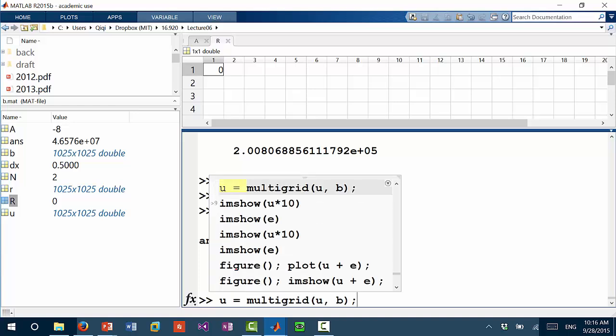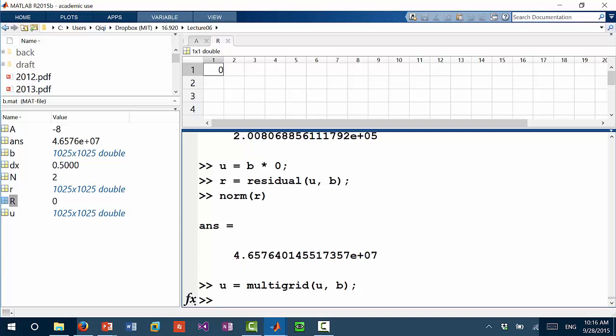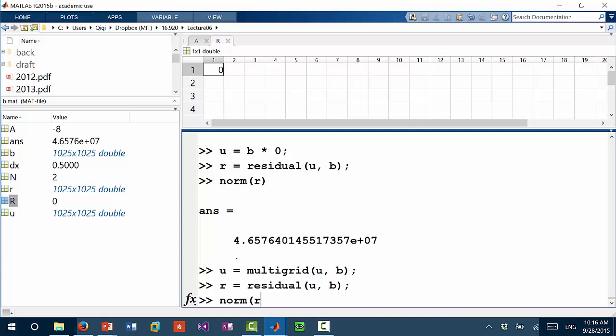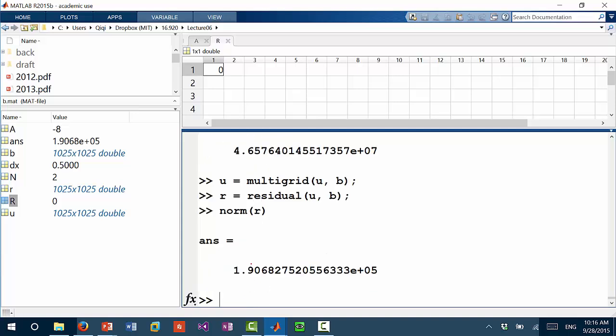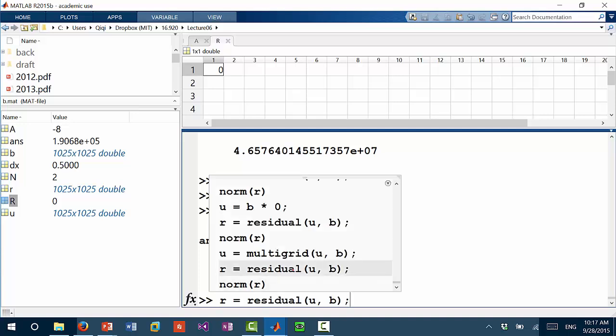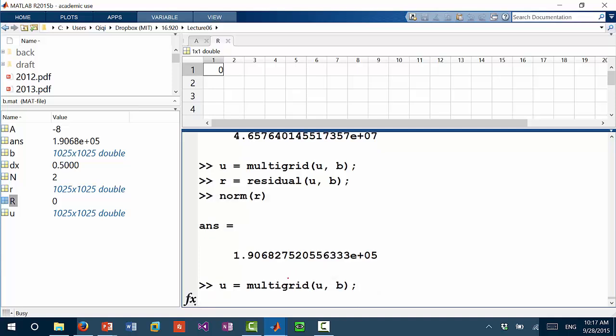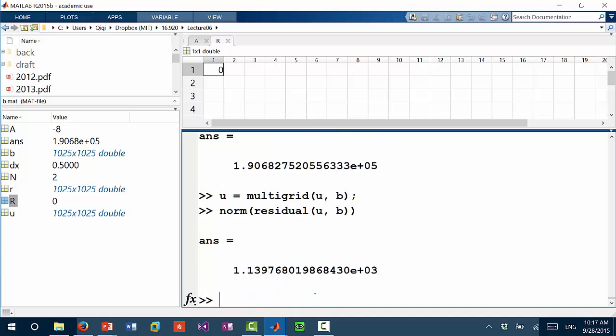And if you do U equal to multigrid U of B, so that completes one cycle, and you compute the residual again, the norm of R is reduced by a lot. It's less than 1% of the original residual, but it is not 0, right? So every time you call multigrid, it gets an approximate solution. It reduces the error of the solution, but not to 0. So if you call it again with the previous U as the initial condition, and I'll just say norm of the residual, it's further reduced by a little bit more than a factor of 100.